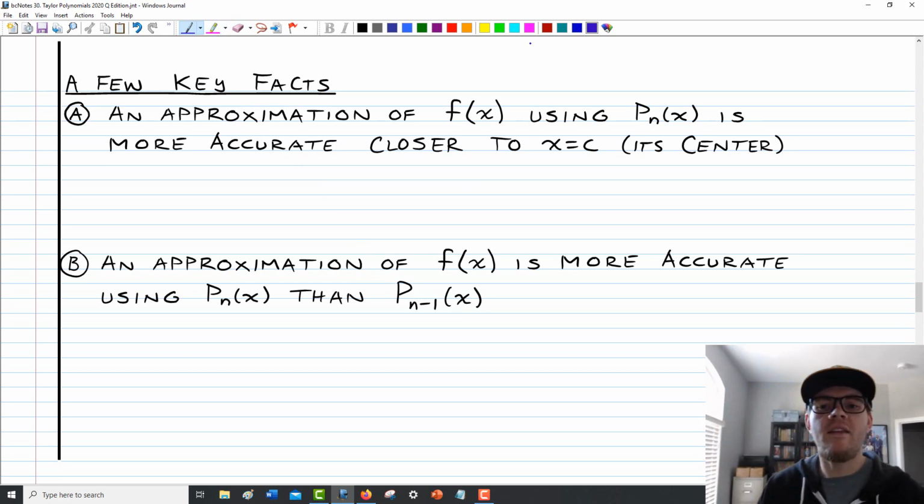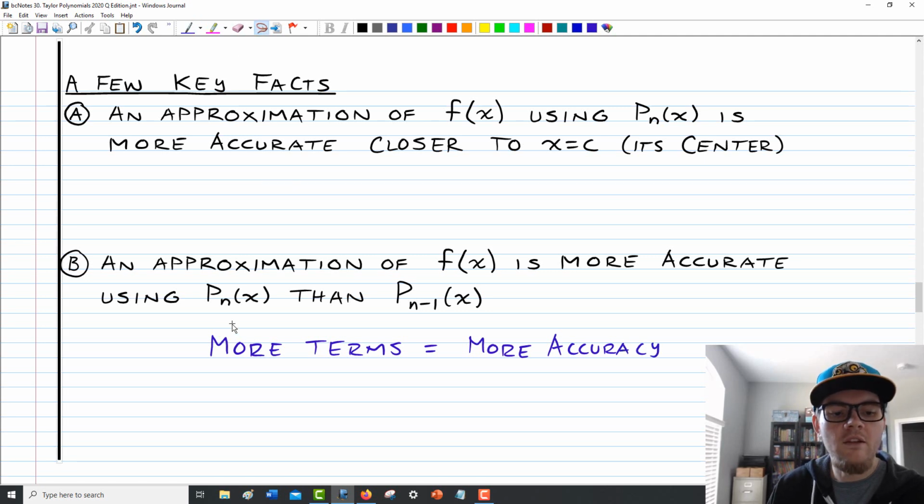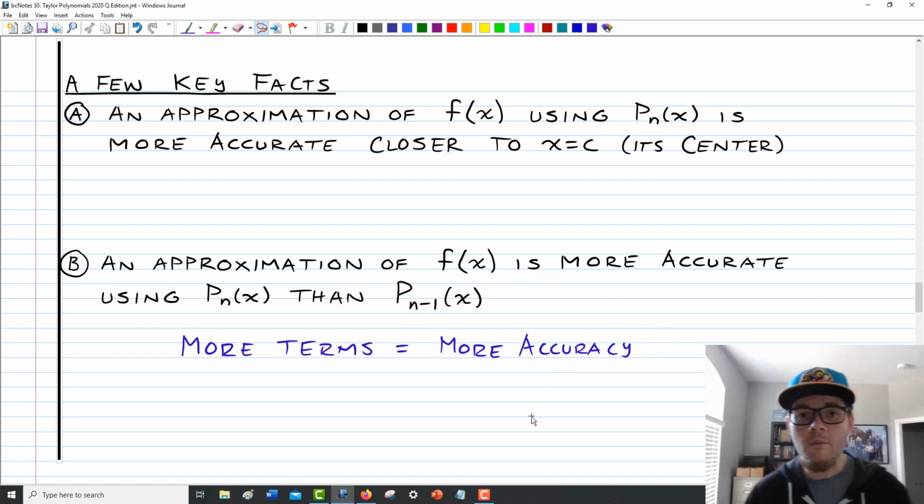This second fact is, I think, a good candidate to simplify down. More terms equals more accuracy. The idea here is, if you want to get a more accurate estimate of f of x using its nth degree Taylor polynomial, you can improve that accuracy by adding more terms.